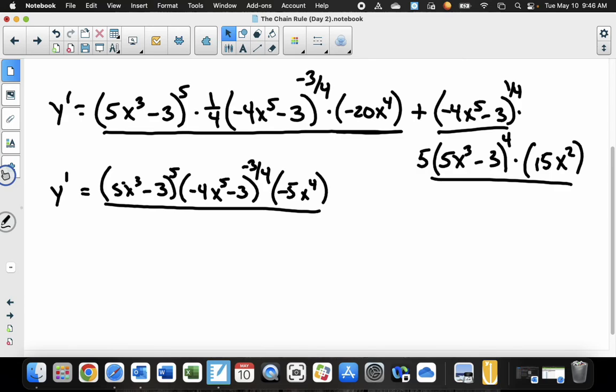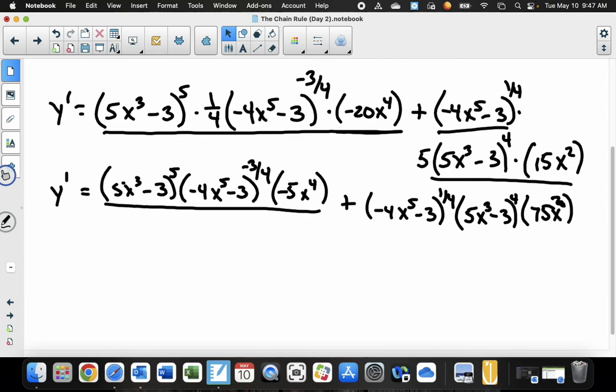Same idea with the second one if we clean up that part. I'm going to write the first factor, the 1/4, and leave that alone. I'm going to leave the second factor alone, the one that's raised to the 4th power. Then, just like we did on the first part, I'm going to take that 5 and multiply it by the 15x squared. Put those two together, so we get 75x squared. All right, so there's your 2 terms right there.